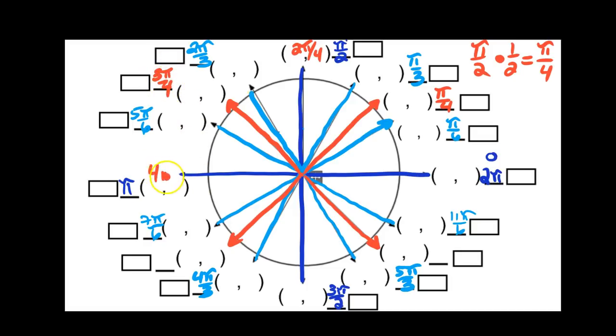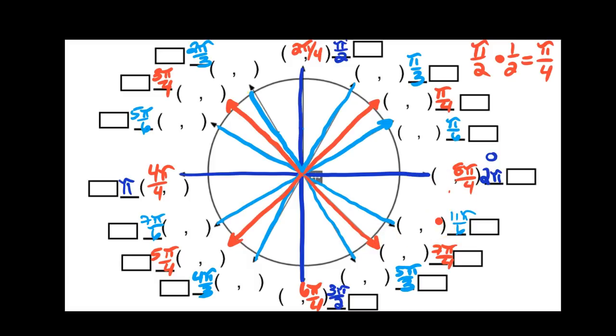This is 4 pi over 4 right here. That's a checkpoint. This is 5 pi over 4. 6 pi over 4 right here, that's another checkpoint. 7 pi over 4 right here. And then 8 pi over 4, that's a checkpoint right there. So we'll count them out again: 1 pi over 4, 2 pi over 4, 3 pi over 4, 4 pi over 4, come down to right here, this is 5 pi over 4, 6 pi over 4, 7 pi over 4, and then 8 pi over 4.